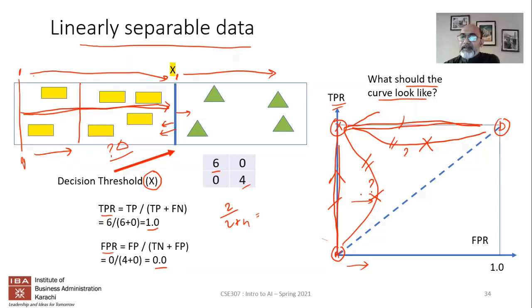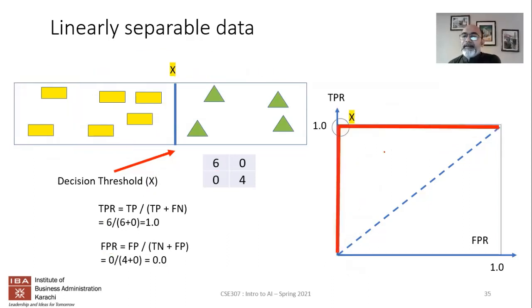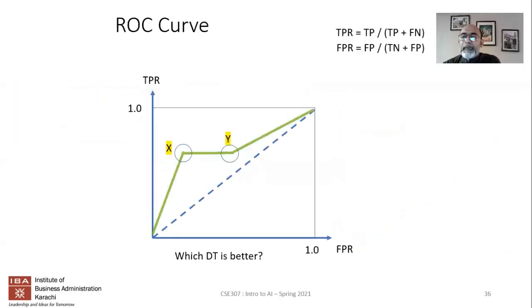So basically, in the linearly separable data, the ROC curve is going to be very simple. It's going to be this red line, as you move your decision threshold from one extreme to the other extreme. Is this clear? Any questions up till this point? If not, let me move on.